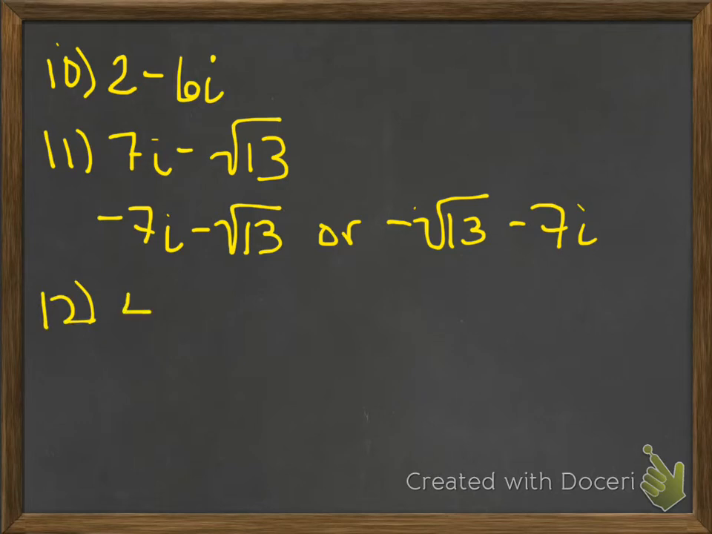Number 12, 4i is negative 4i. That's the conjugate. That's all you got to do for complex conjugate. Super easy.